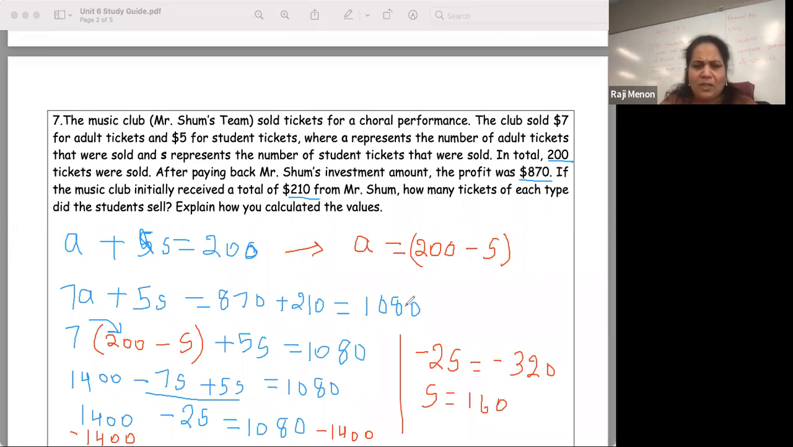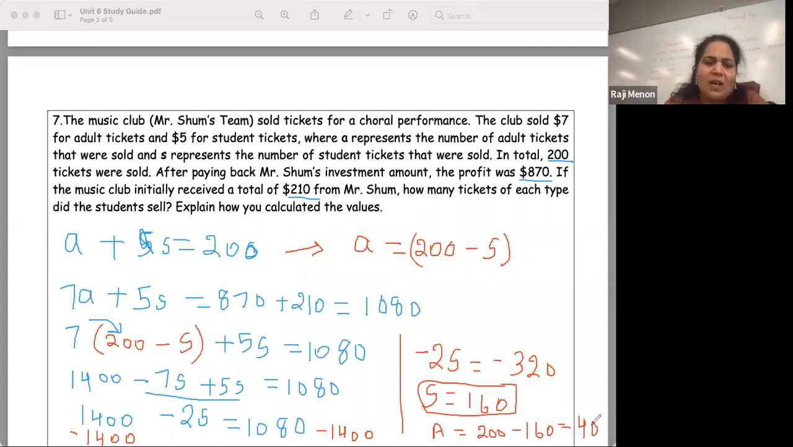Okay, so what is the question? How many tickets of each type? The student tickets are 160. What will be the adult tickets? 200 minus 160, right? So adults will be 200 minus 160, which is 40. Okay, so that is the final answer. Hope you understand this. Stop this video and watch it again and again. So I used the substitution method to solve this problem. Cool.